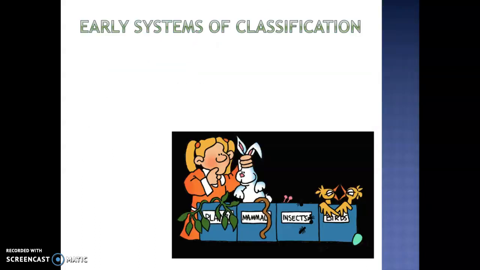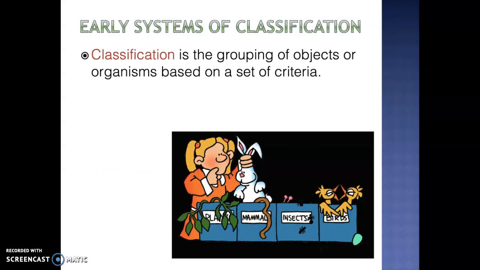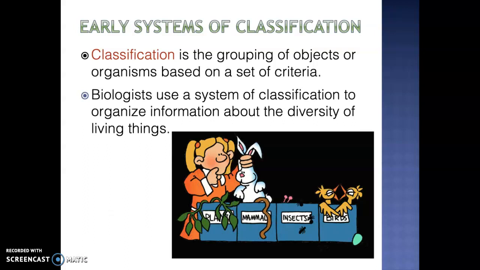Early systems of classification. Classification is where we group objects or organisms based on a set of criteria. So in other words, it may be by their shape, it may be by their genetic makeup. Who knows particularly how we're going to group things together, because sometimes people just group them based upon their own ideas of how things should be put into groups. Biologists use a system of classification in order to organize information about the diversity of all living things.